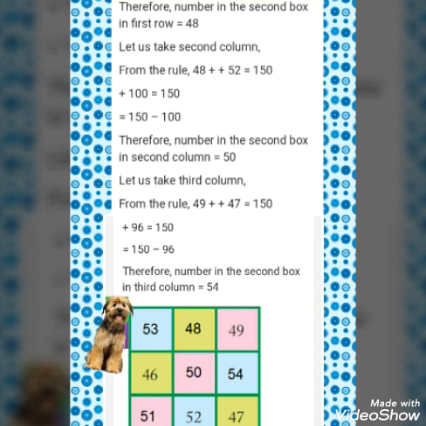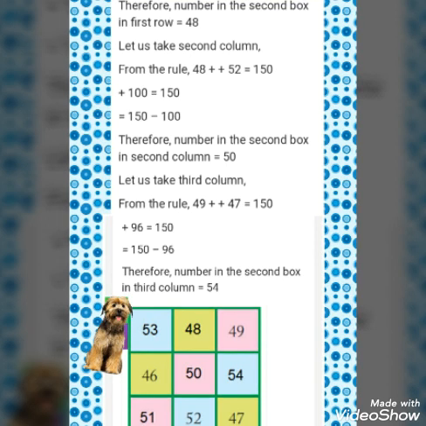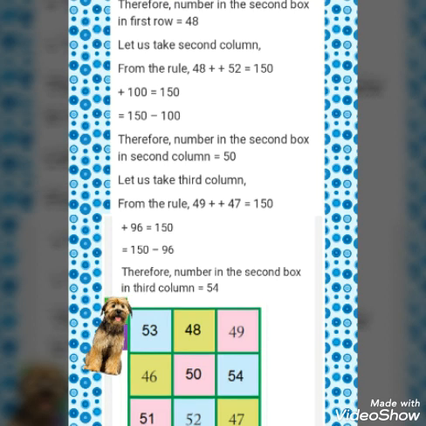Now let us take the third column. From the rule, 49 plus dash plus 47 is 150. Here if we add 49 and 47, we will get 96. So here if we want the answer of the dash, what do we have to do? We have to subtract 96 from 150. So 150 minus 96 is how much? 54. Therefore, the number in the second box in the third column is 54.